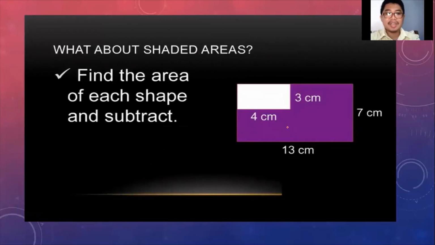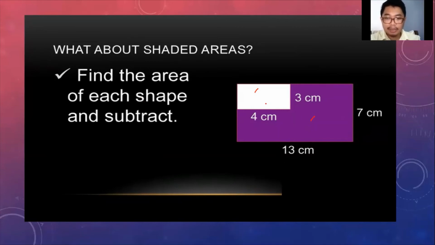Okay, so this time we are going to find the area of the shaded area. For example, for this one. To find the area of this shape, we need to subtract. We have two shapes here and both of them are rectangles. First we are going to find the area of this rectangle and the area of this rectangle, and then we are going to subtract to find the area of the shaded part.